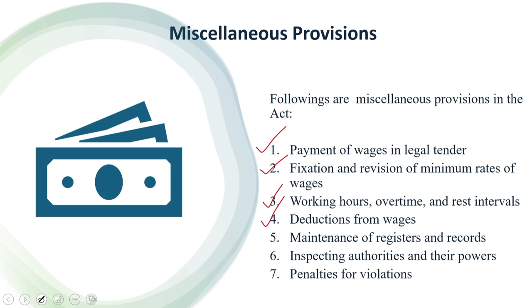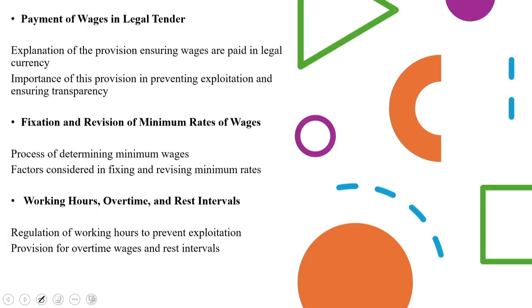Just summing it up, we have certain miscellaneous provisions in the Act for the maintenance of registers and records. We also have inspecting authorities and their powers coming under miscellaneous provisions. And finally, we have certain miscellaneous provisions in the Act towards penalties for violation. So what we see with respect to the miscellaneous provisions is a comprehensive coverage of all the required aspects associated with payment of wages in legal tender.